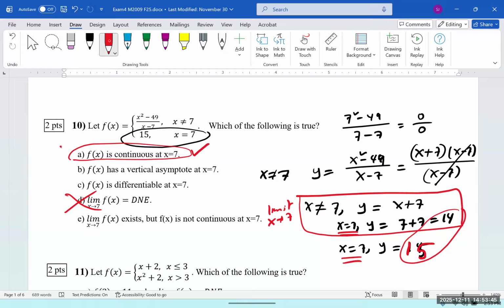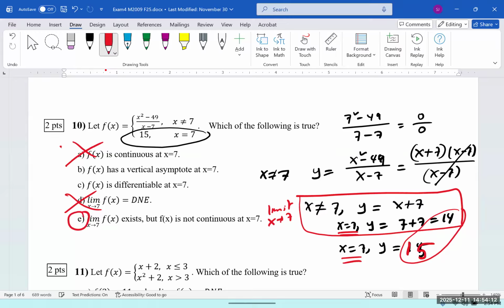But you cannot just pick that. Sorry, it says A is continuous. What I'm saying? A says the function is continuous. But is our function continuous? So A is out. So what information do we have now? Limit exists, but it's not continuous. Do you see any option here that says limit exists, but it's not continuous?